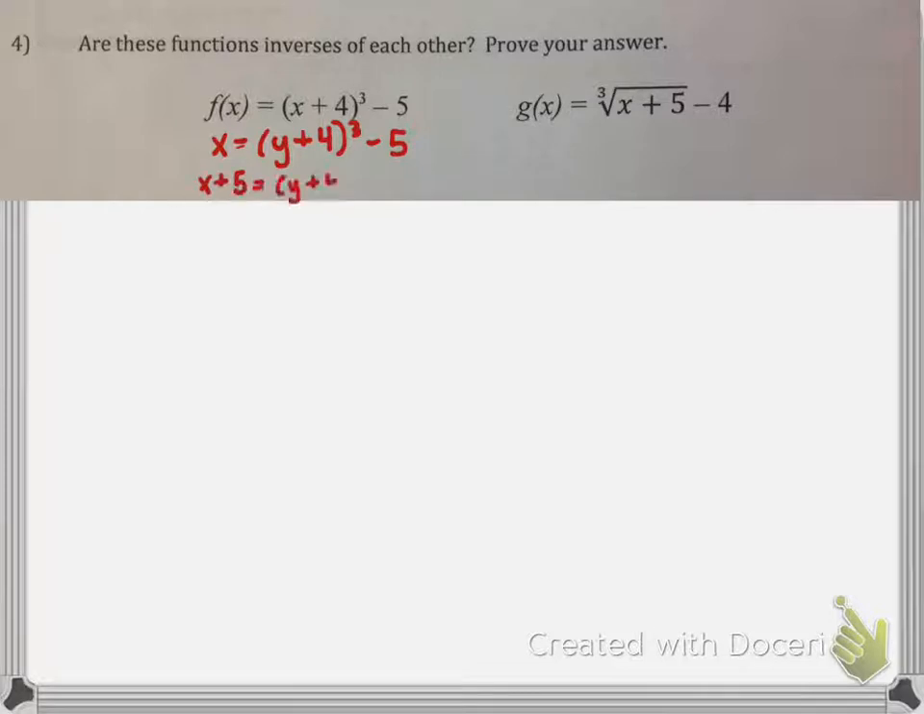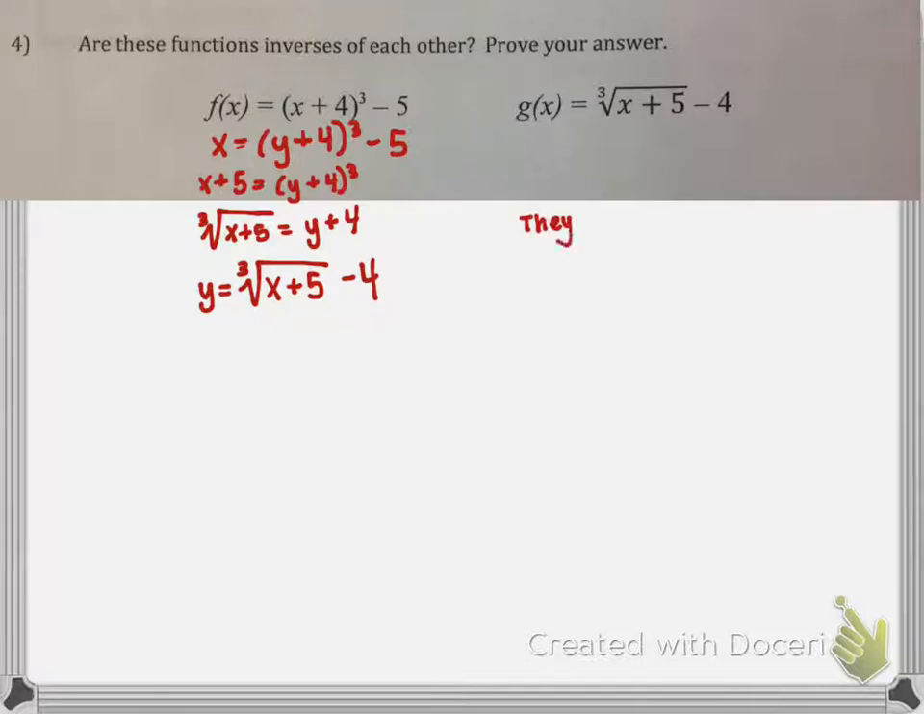So I add 5 to both sides, then I'm going to take the cube root, and then I'm going to subtract 4. And what you notice when you do that is that you end up, when you solve for y, with the exact same function that we have in g of x. So, of course, they sure are inverses of each other. Drew a little smiley face because that makes me happy. I'm done with this problem. Notice that they're the same, and we can move on.